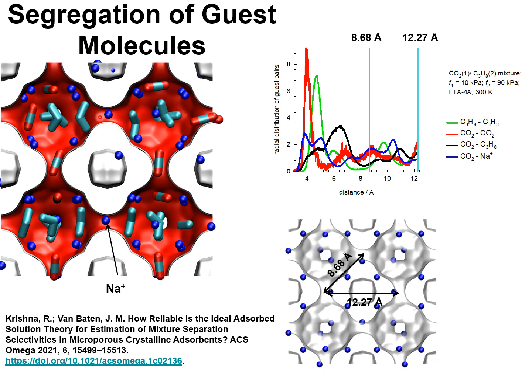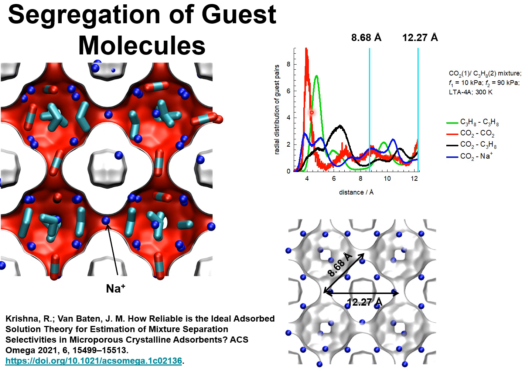in LTA4A zeolites. LTA4A is a cation exchanged zeolite with sodium cations as extra framework cations. These are indicated by blue. The radial distribution functions are shown here. The red line is for CO2-CO2 pairs. The CO2-propane pairs are indicated by the black lines. The blue line indicates the distances between CO2 and the extra framework cations.